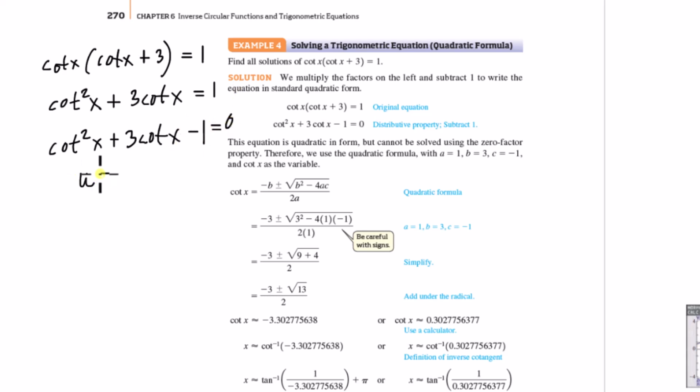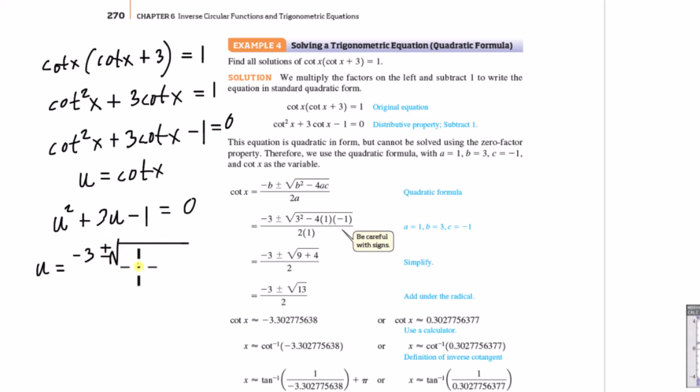So if we say that u is equal to cotangent x, then you've got u squared plus 3u minus 1 is equal to 0. Now, what they're going for in this problem is that you can't just factor this. So how do you solve a quadratic equation that you can't factor? Well, there are different ways. You could complete the square or use the quadratic formula. So u is equal to minus b plus or minus the square root of b squared minus 4 times 1 times minus 1, all over 2 times 1.